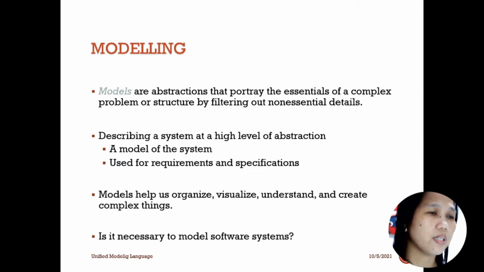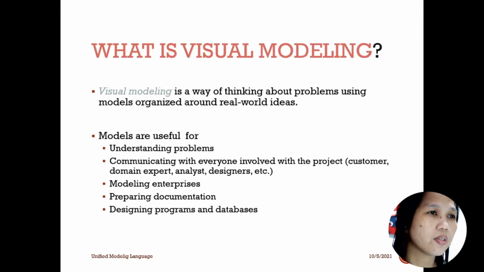We start on the modeling. So when we say model, these are the abstraction that portray the essentials of a complex problem or structure by filtering out non-essential details. Describing a system at a high level of abstraction, a model of a system is used for requirement and specification. It also helps us to organize, visualize, understand and create complex things. So, do we really need this kind of model in terms of developing a software system?